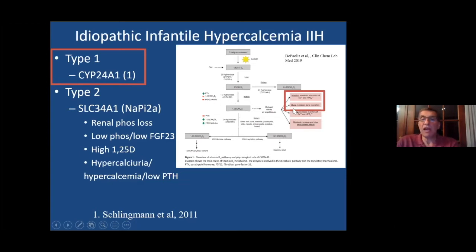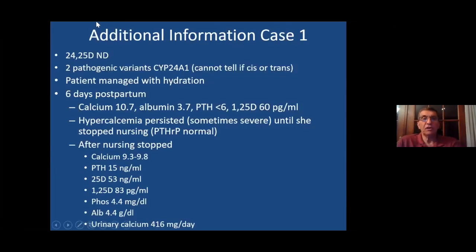Now, remember that the hypercalcemia is presumably caused by increased absorption of calcium, but also by increased bone resorption. 125D at high levels is a bone resorptive hormone. So, additional information. Her 24,25D was non-detectable. She had 2 pathologic variants of CYP24A1. We can't tell from this study if they're on the same allele, from one parent, or one from each parent. I think the assumption is it's more likely she's a compound heterozygote.